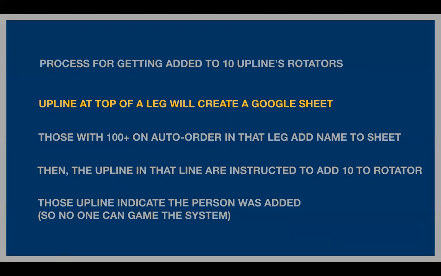So the upline, by the way, let me just back up and say, if you don't even know how to check to see if you have 100 people on auto order, we're going to show you that too. Don't worry. We're going to get to this after we get the funnels in place. So sometime next week, we'll get this in place.